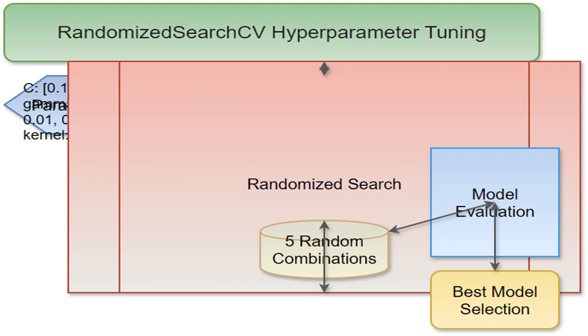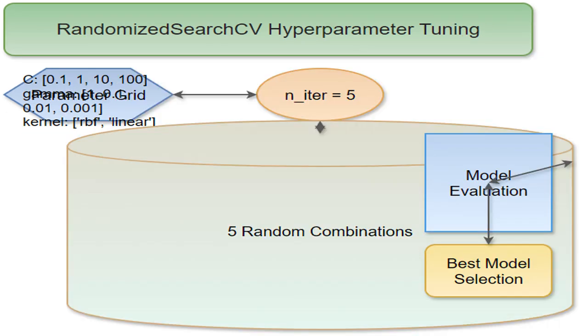Because n_iter is set to 5, RandomizedSearchCV will only evaluate 5 randomly selected combinations from the 32 total possible combinations created by the parameter grid. The specific combinations selected are unpredictable due to the inherent randomness of the algorithm. Each execution with the same settings will yield a different set of 5 combinations.